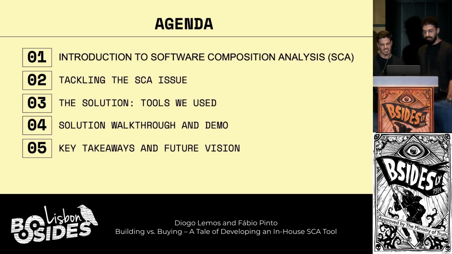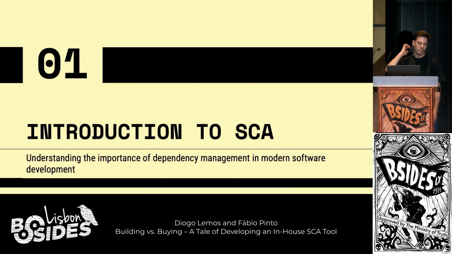Diogo will go through the agenda right now. So we'll start introducing what is SCA, then we're going to be talking about tackling the issue itself, then the solution and the tools used, moving on to the solution walkthrough and the demo, and then some key takeaways and future vision. So, introduction to SCA, and it's exactly understanding the importance of dependency management in modern software development.